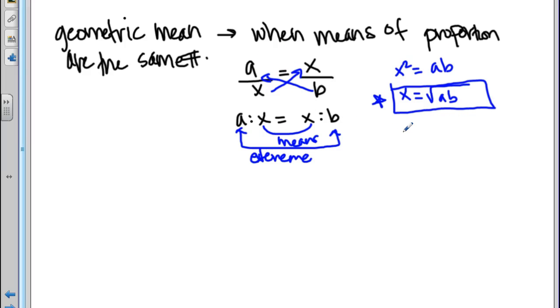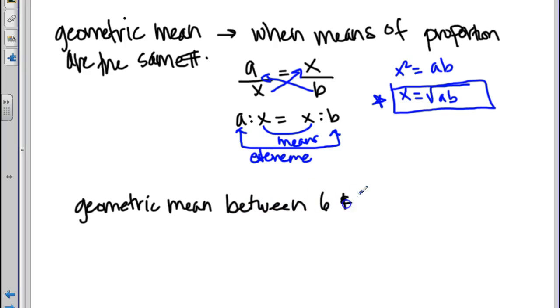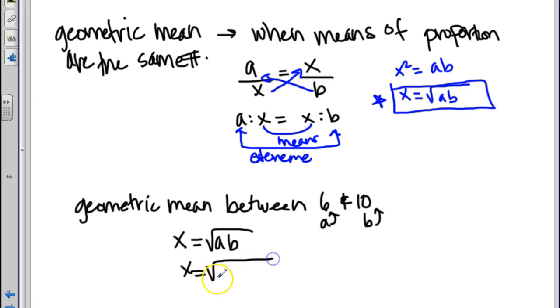Now, the reason why we're looking at this is because we're going to use this inside a triangle, of course. But let's just practice on finding the mean between two numbers. So I want the geometric mean, not the mean like the average, between 6 and 10. Remember, x equals the square root of a times b. So in our case, a will be 6 and b will be 10. So x equals the square root of 6 times 10, which is the square root of 60.